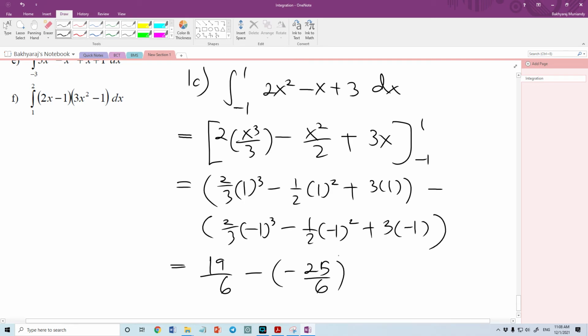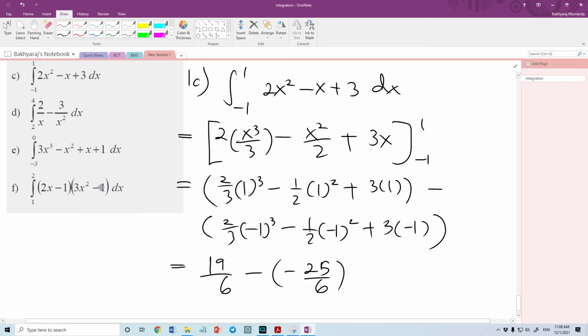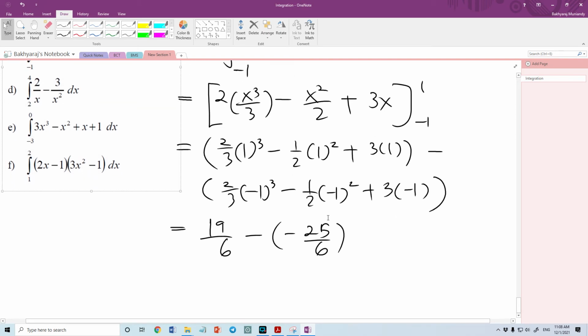See, be careful, because negative 1 gives you a negative answer, so negative becomes positive. So now you get a positive answer. You get 19 over 6 plus 25 over 6. So eventually you'll get 22 over 3. Okay, so that is the answer for 1C.